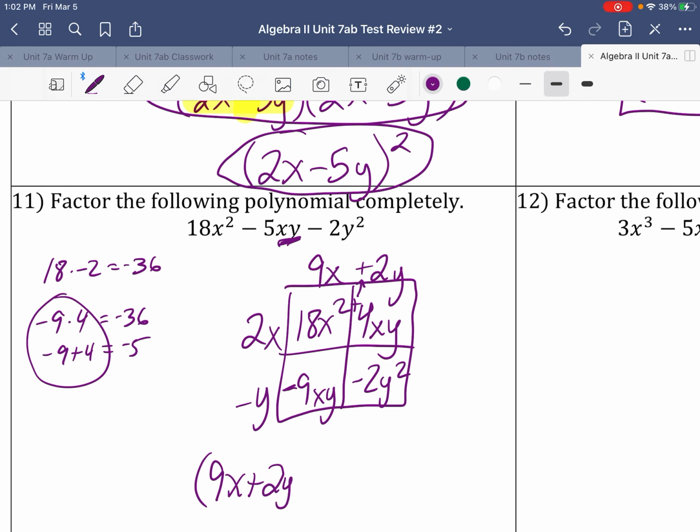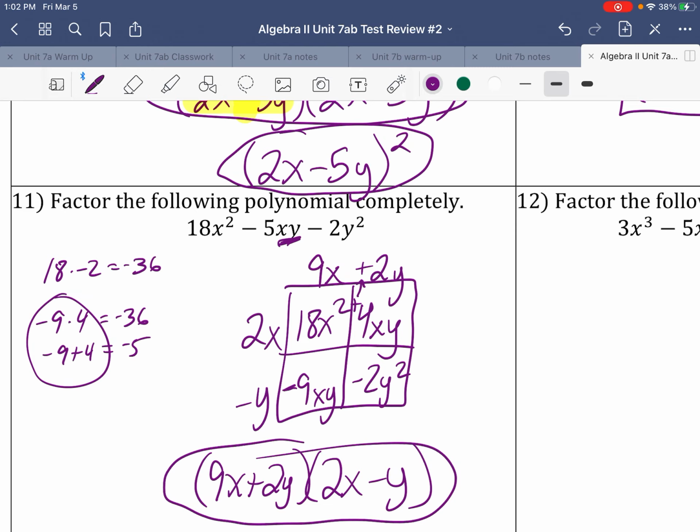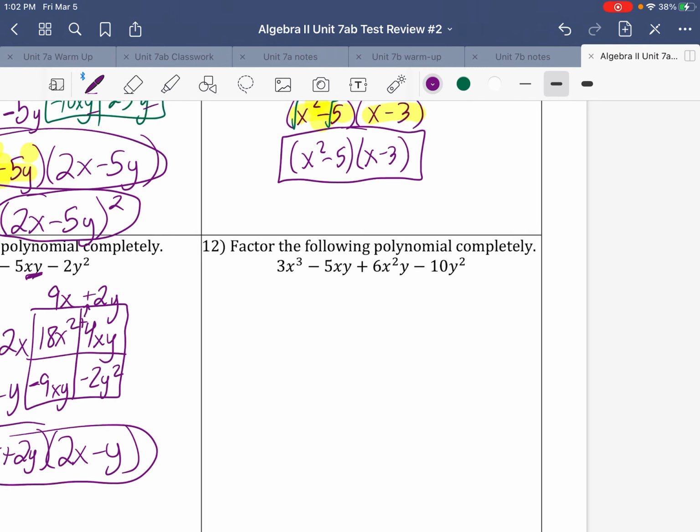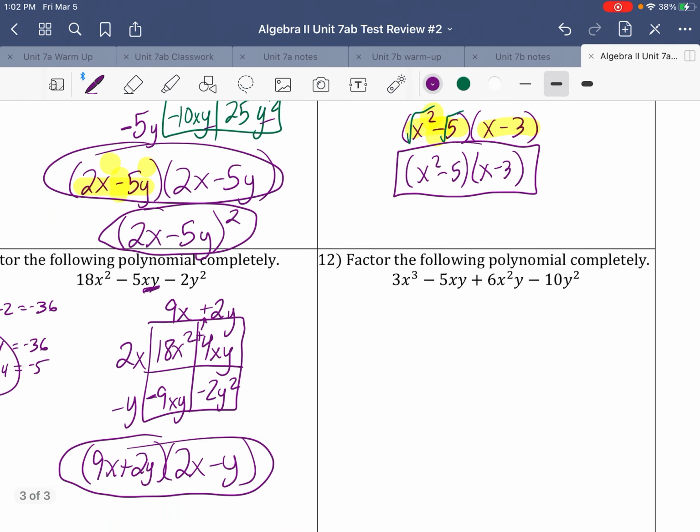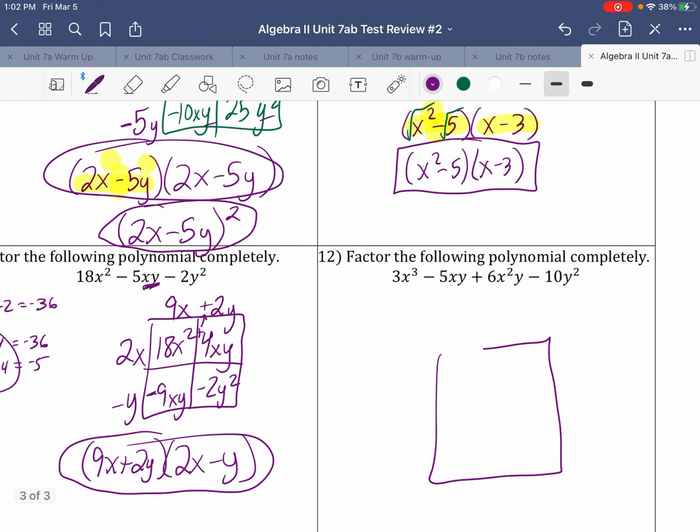9x plus 2y, 2x minus y. Look at each binomial. Neither one has a square on it, so there's going to be nothing else we can do. Last one. Looks very similar to 12, looks just like 10. So 4 terms, put it in the Punnett Square. So you have 3x to the third, negative 10y squared, negative 5xy, and 6x squared y.